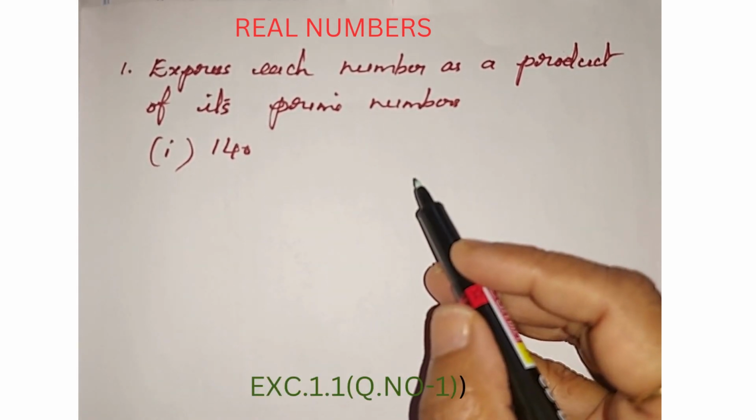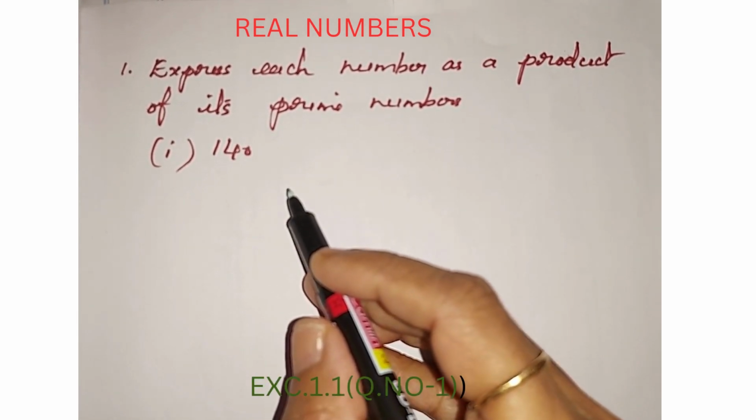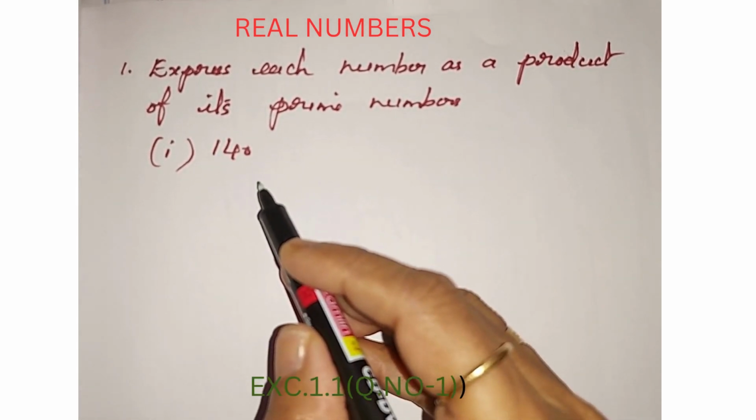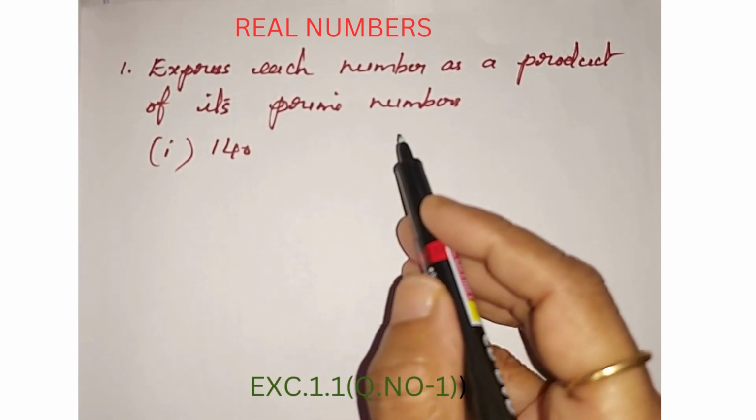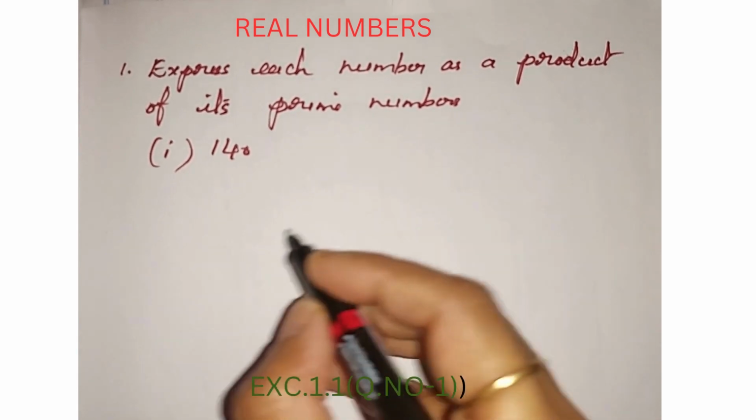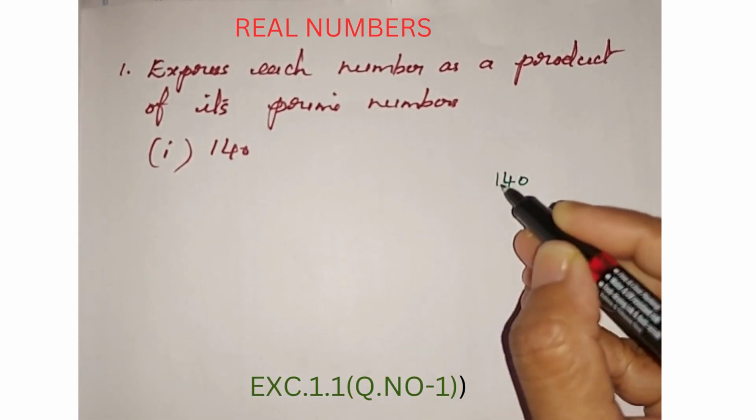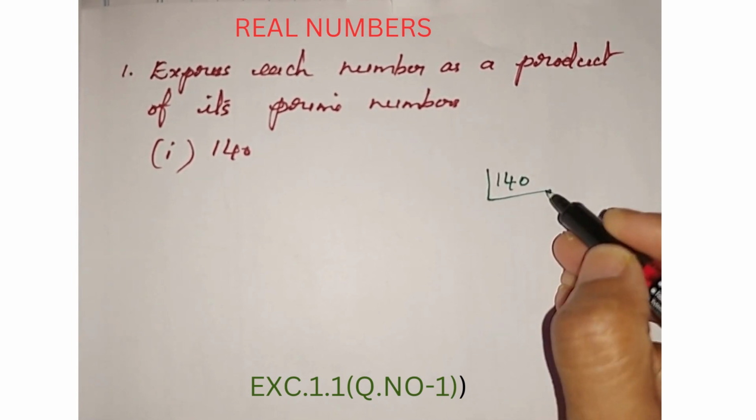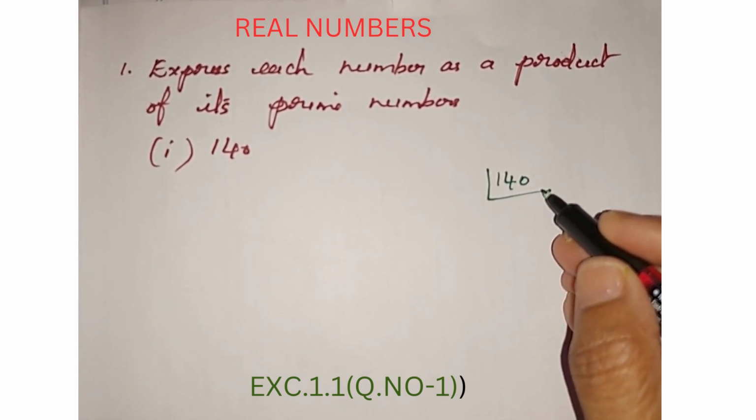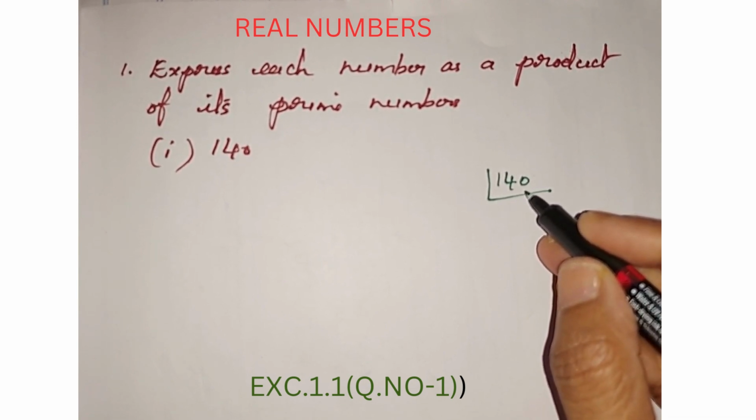Okay, so we are given many questions. The first question I have taken here is 140, right? So this 140 we have to write as the product of prime numbers. Okay, now we'll see how we can write this. All of you know 140. How will you write 140 as a product of primes? 140 is an even number, right? Because the ending number is 0. So it is divisible by 2, right children? It is divisible by 2.